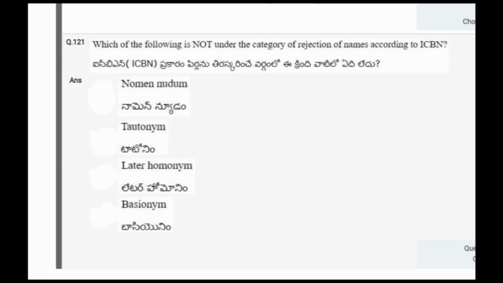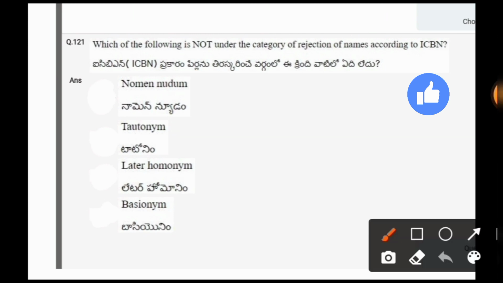Next question. Which of the following is not under the category of rejection of names according to ICBN? The options are nomen nudum, tautonym, later homonym, basionym. The correct option is the fourth one, that is basionym.